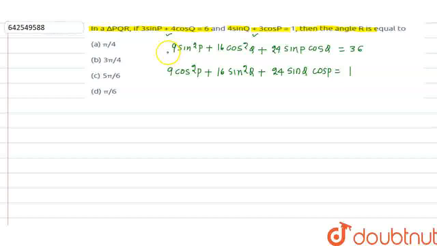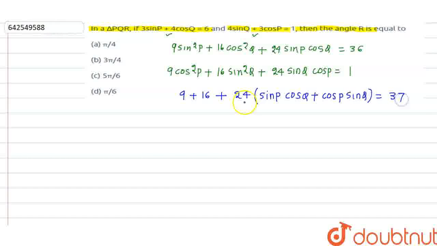If you take common 9, this will be 9 into sin square P plus cos square P, that is equal to 1. So this will be 9. Similarly this will be also 1. So this will be 16 plus 24 into sin P cos Q plus cos P sin Q, which is equal to 37. Okay.